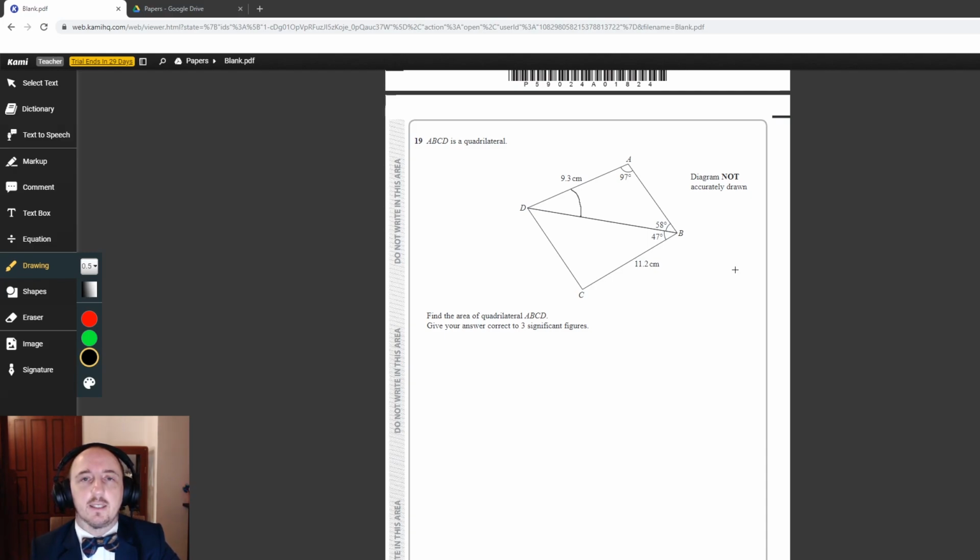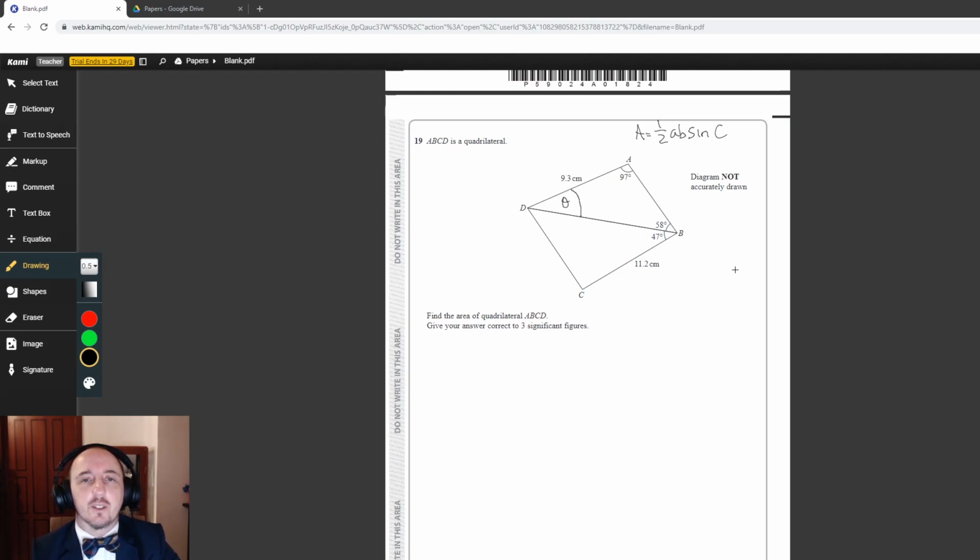Question 19 is an area of a complex shape. So we split into triangles and try to work out each individual section. So what we have here is two triangles, ABD, and we can't work out the area just yet because we need to find this angle here. We also need to have another length because we need two lengths and the angle in between them to use the half AB sine C formula there for the area.